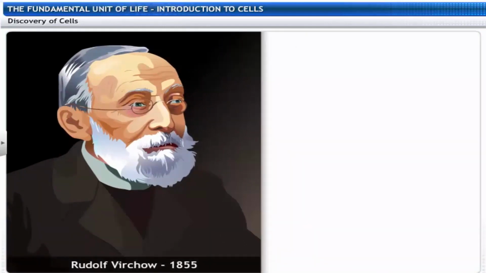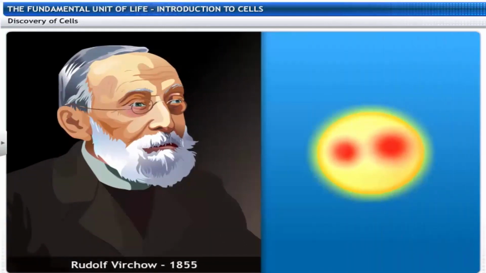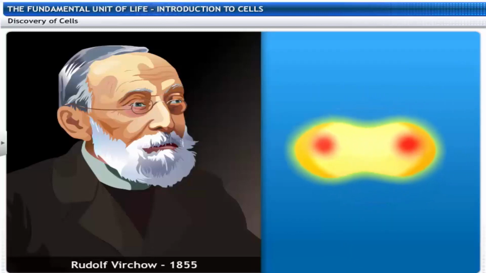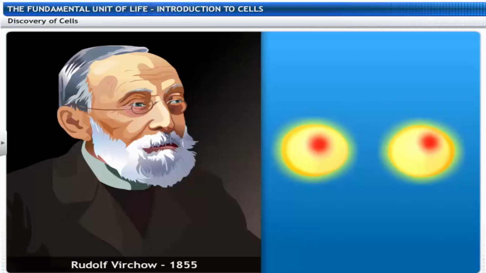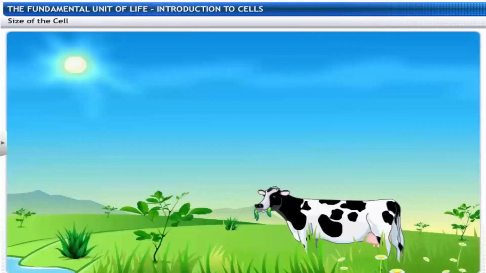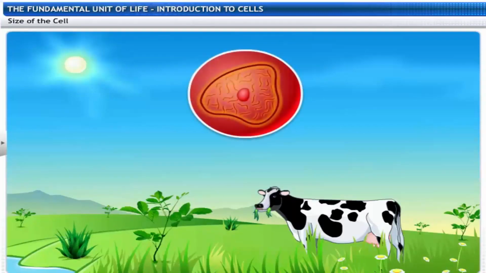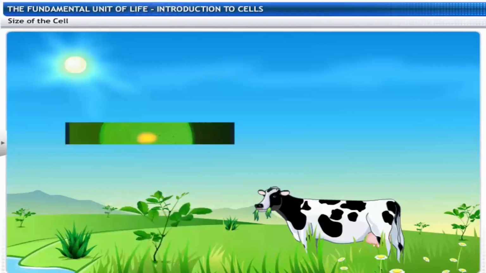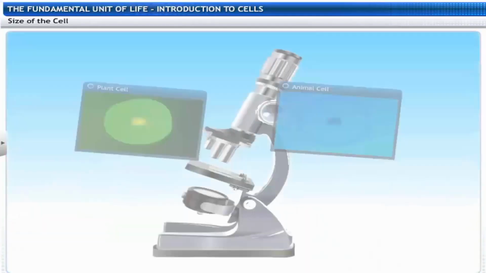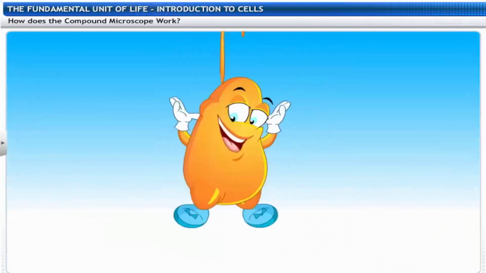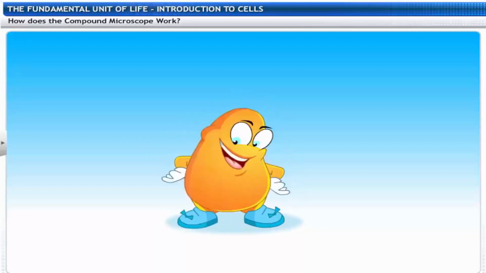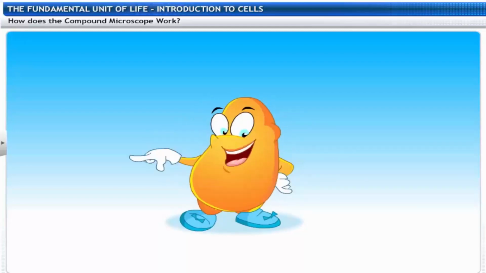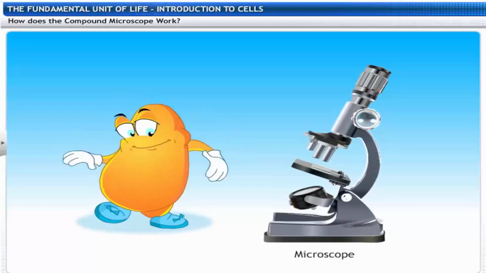Rudolf Virchow in 1855 further expanded the cell theory by saying omnis cellula e cellula, which means all cells arise from pre-existing cells. All living organisms are made of cells. Cell is derived from the Latin word cellula, which means a little room. Plant and animal cells are too small and visible only under a microscope. So, without the microscope, you would have never known me. That's why I consider the microscope to be one of the greatest inventions of mankind.